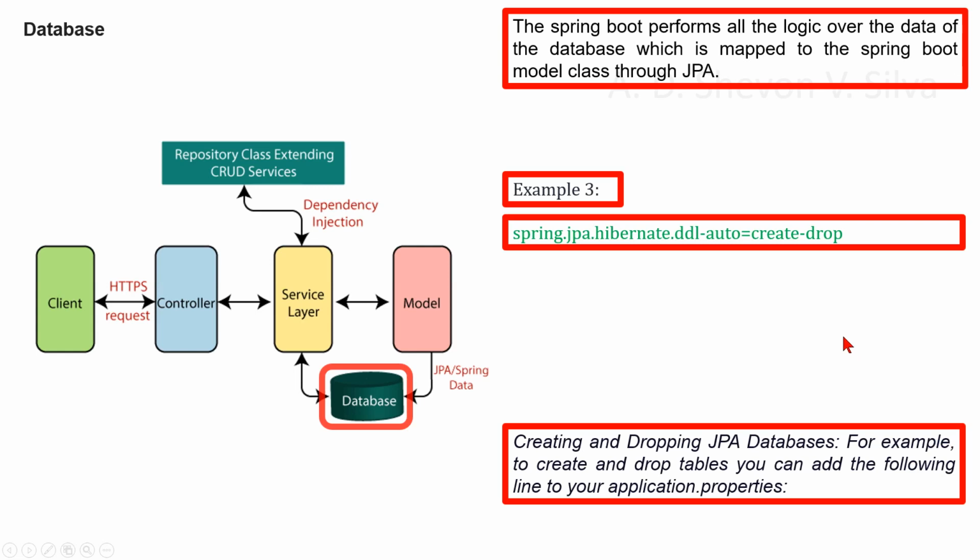Now we are considering creating and dropping JPA databases. For example, to create and drop tables, you can add the following line in your application.properties. By default, JPA databases are automatically created only if you use an embedded database: H2, HSQL, or Derby. You can explicitly configure JPA settings by using spring.jpa.* properties. For example, to create and drop tables, you can add the following line in your application.properties.